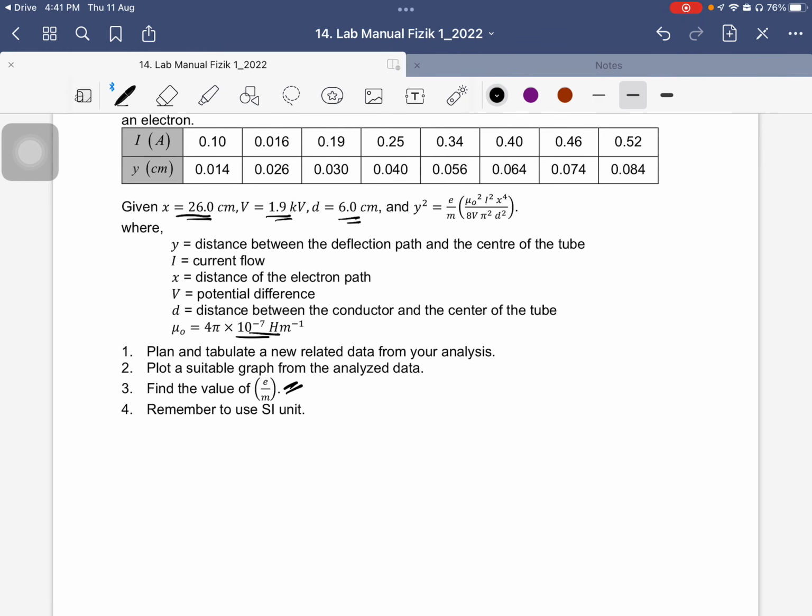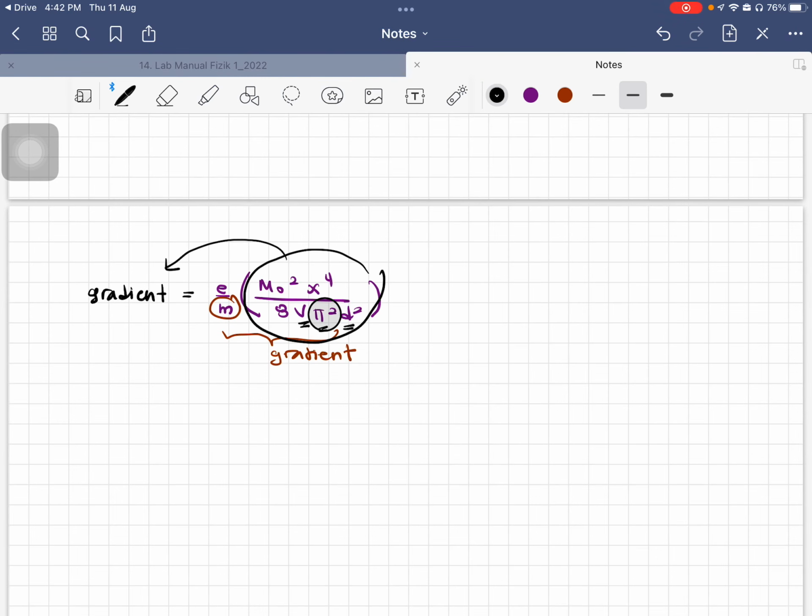This is already an SI unit. This needs to be converted to SI unit, which is meter. This is kilo, which is 10 to the power of 3. This one needs to be converted to volt. This one needs to be converted to meter. Everything is already here. You just substitute into the equation and find the value.